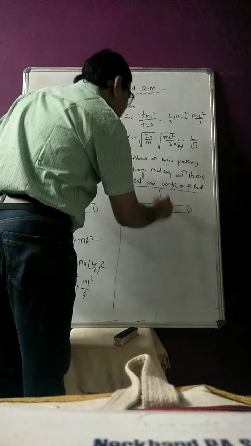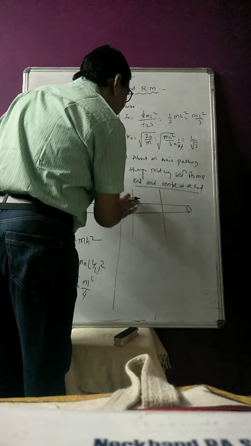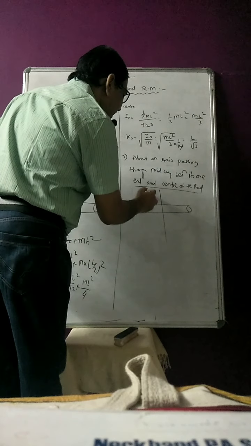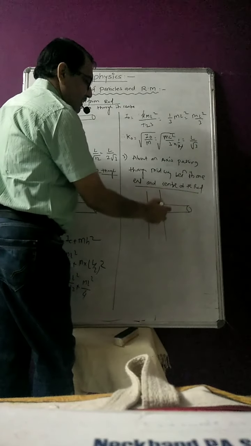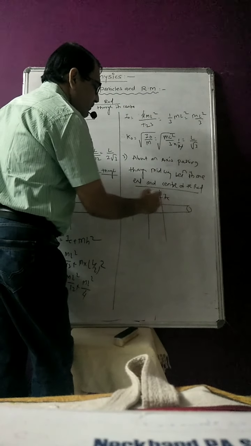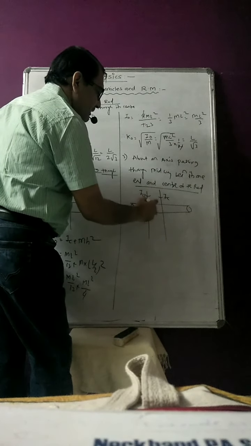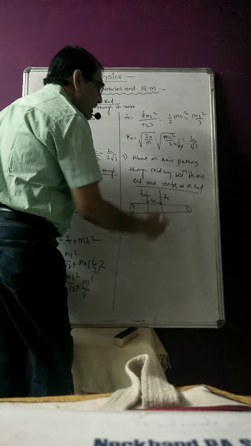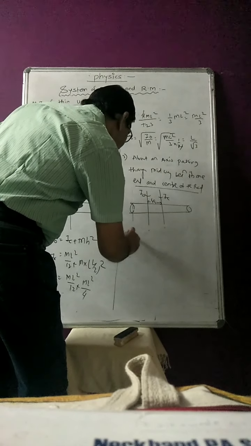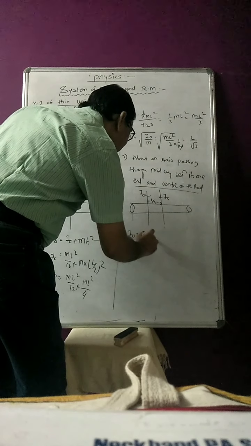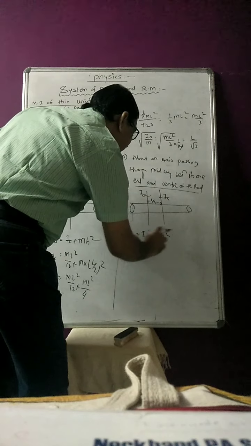Okay, so this is the center, this is the one end, but now I don't want to find out at one end, but at the midway between the one end and the center of mass. So therefore IC we know, and I want to find out IO here. So this distance will now be L by 4. Again I will use the principle of parallel axis theorem: IO is equal to IC plus MH square.